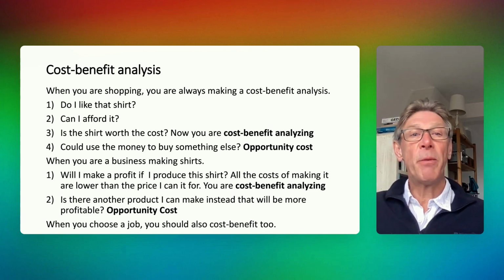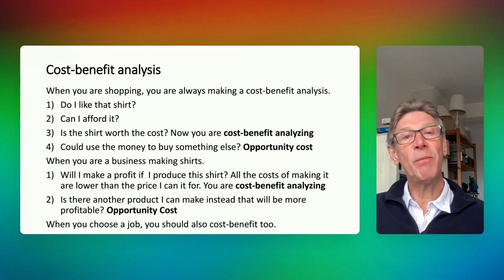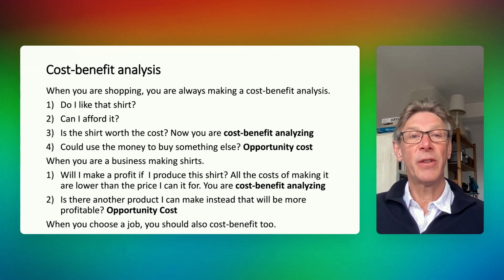Maybe you could make a profit selling the shirt, but if you made something else, maybe you made trousers instead, could you make more profit? If you use this machine to make shirts, you cannot use the machine to make trousers. So there is an opportunity cost. If you use the money to buy the shirt machine, then you've used your money. You can't use that money to make something else.